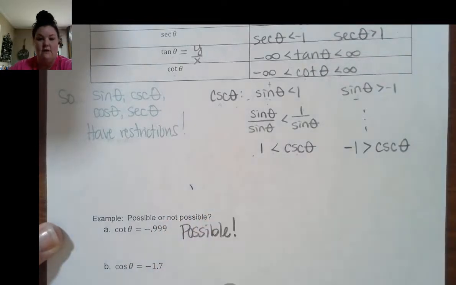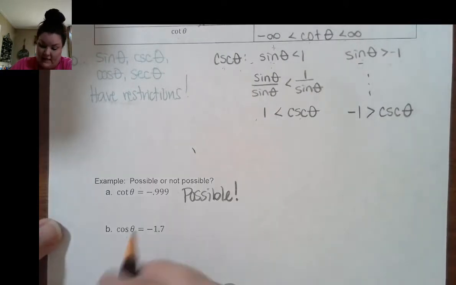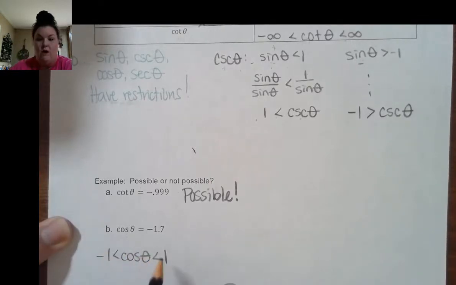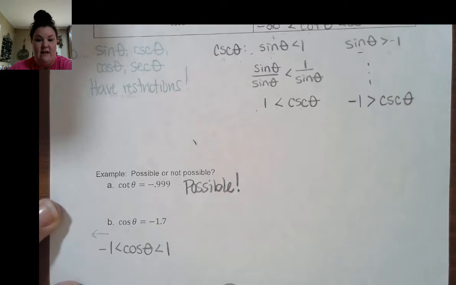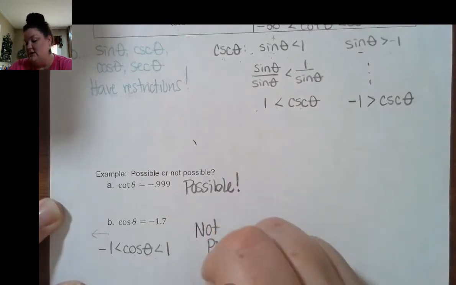Okay. If I look at the next one though, the next one is a cosine value, right? And remember, cosine values have to be between negative 1 and 1. So for part B, it says cosine is equal to negative 1.7. That's not going to be possible, right? Because negative 1.7 is over here on that side of negative 1. And we know that cosine values are stuck between -1 and 1. So that means this one is not possible.